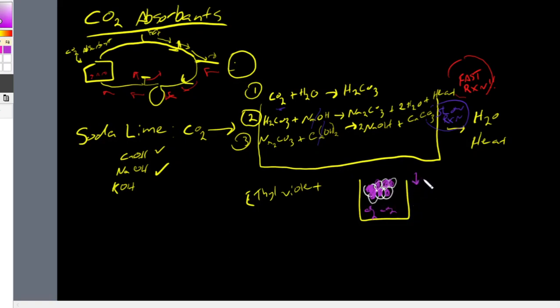So the lower the pH, or the more acidic, the more carbon dioxide that this canister contains, the more that the reaction will take place, and the ethyl violet will go from white, or the granules will go from white to violet because of the ethyl violet that's coated onto the granules.